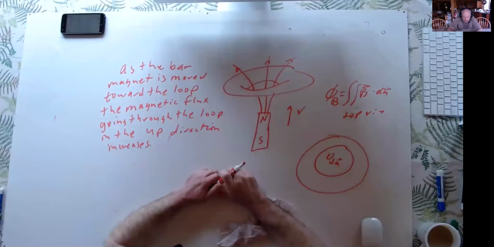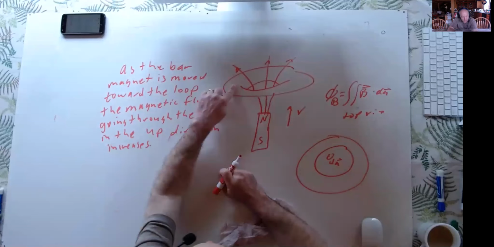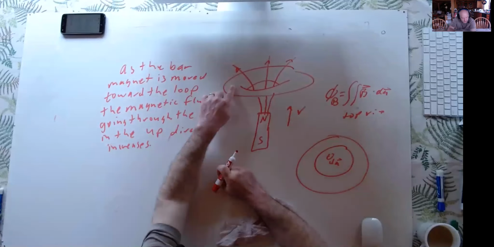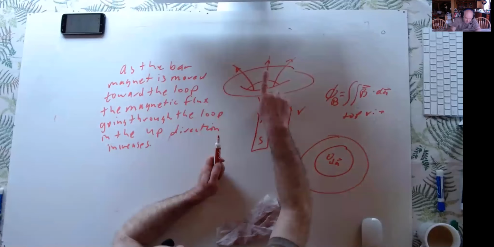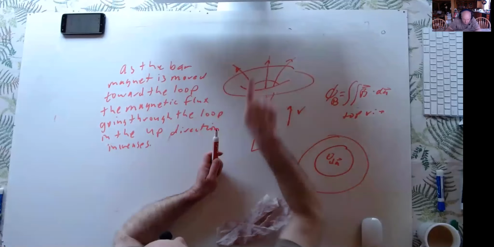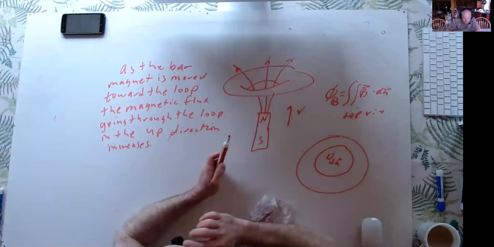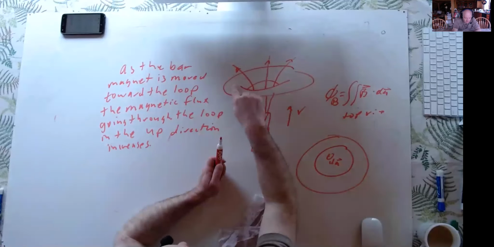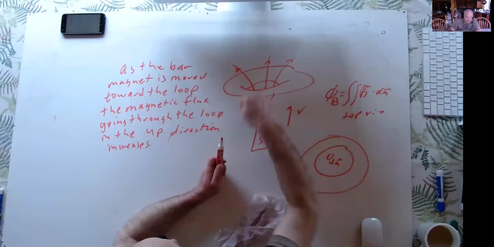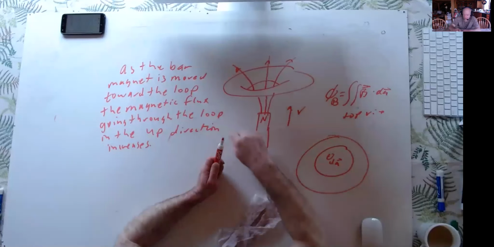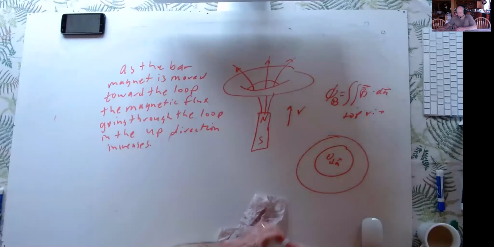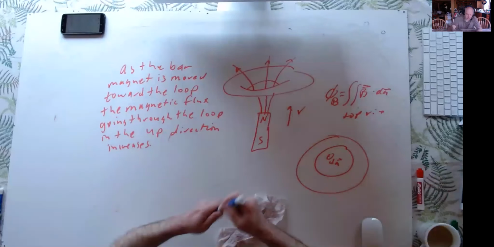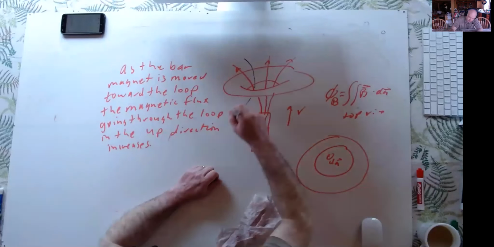According to Lenz's law, this loop wants to oppose that change. Now, what is the change? The change is that the magnetic flux in the upward direction is increasing. So how can it oppose the magnetic field increasing in this direction? This thing has to create an induced current in such a way that it creates a magnetic field going in the opposite direction to oppose that change. So draw that in here. I'm going to draw this like this, and put the arrows this way.